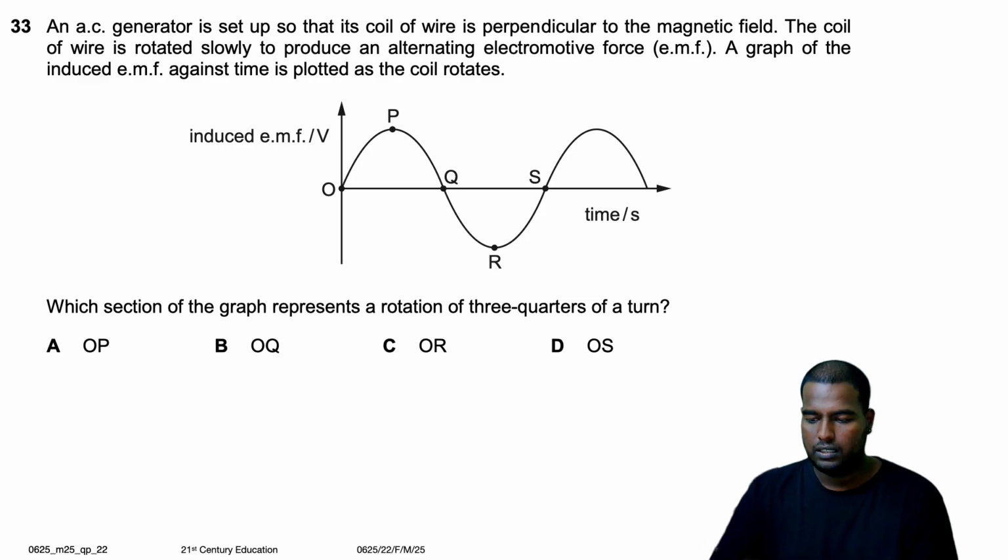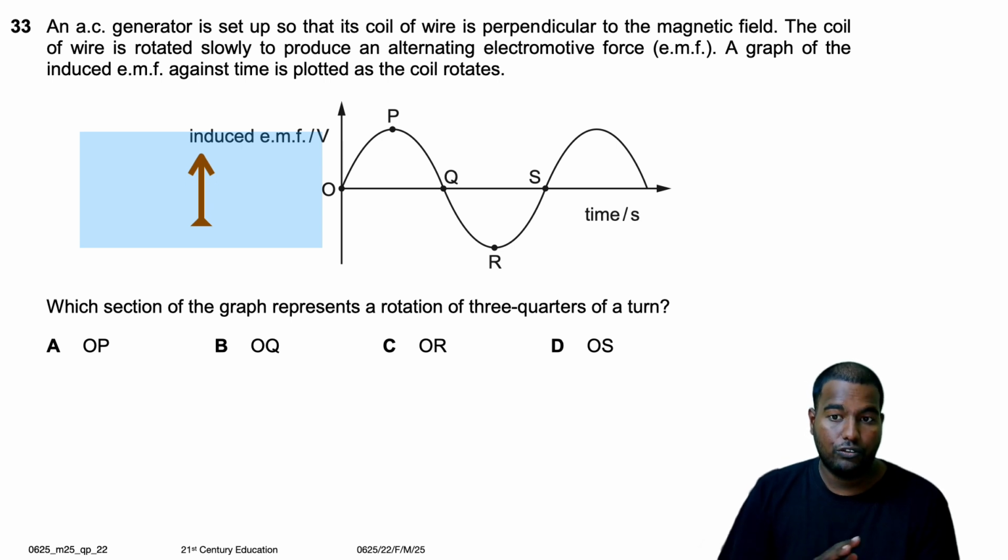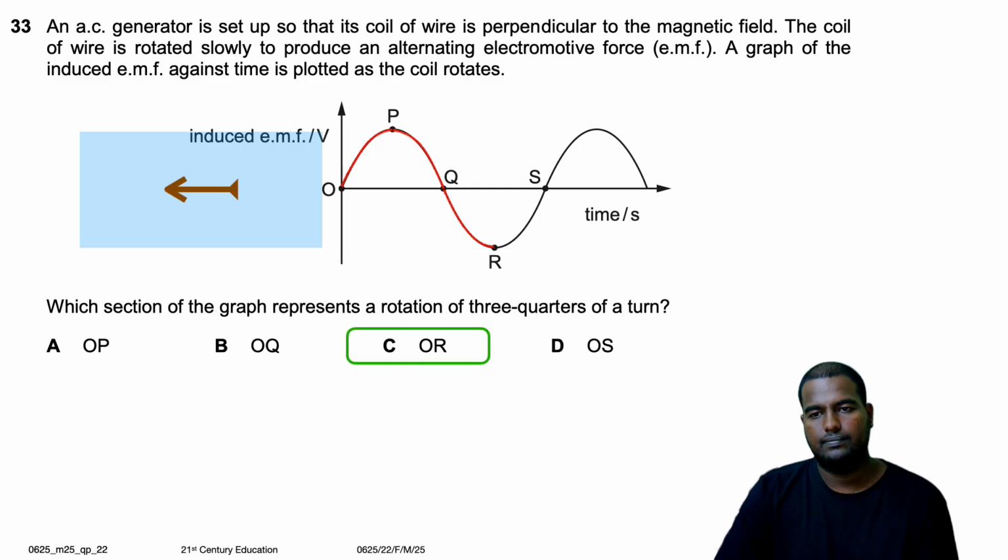Okay. Now, let's say this is a magnetic field and this is the initial coil position. I put the coil in the initial position as vertical because in the graph we can see O is 0, so only if it is vertical will it be 0. So this is the first quarter, it will go to P. This is the second quarter, it will go to Q. Now this is the third quarter, it will go to R. So it's 3/4. So the section OR is 3/4. Option C.